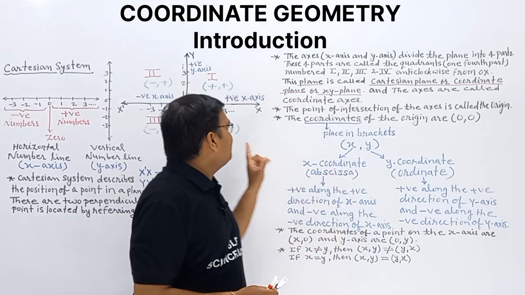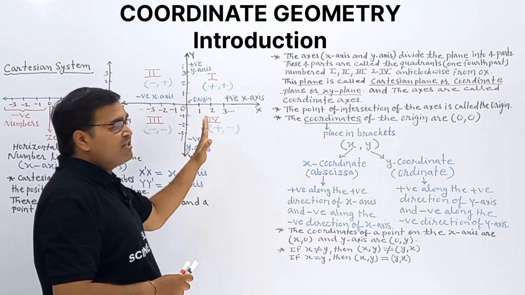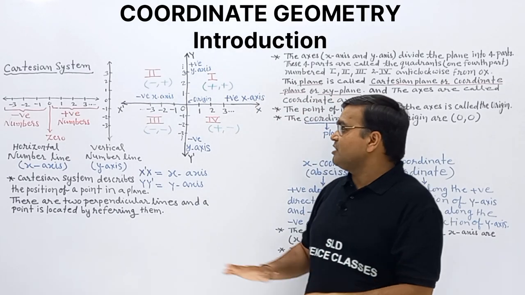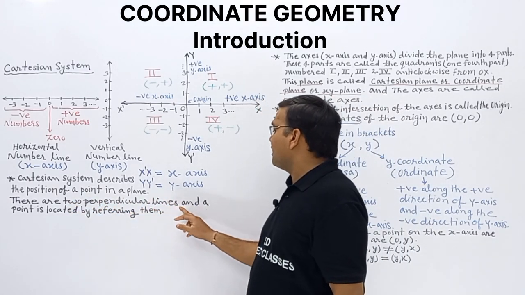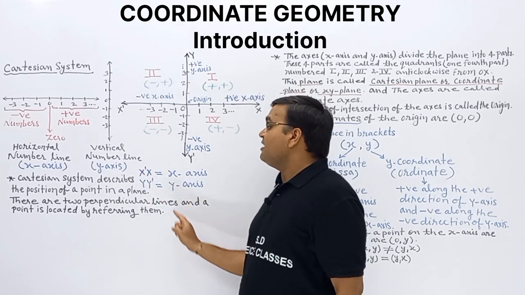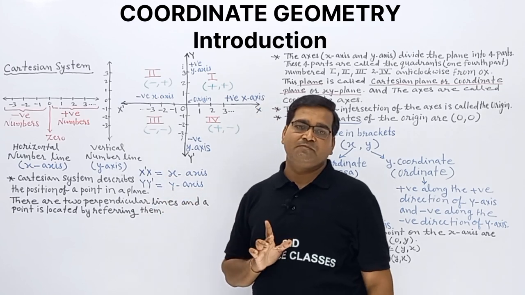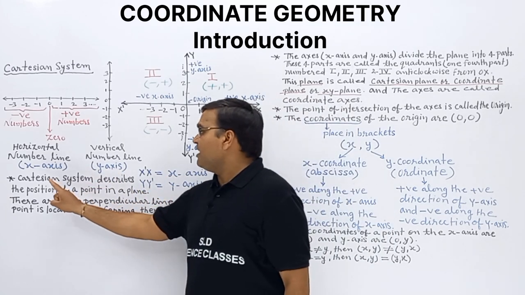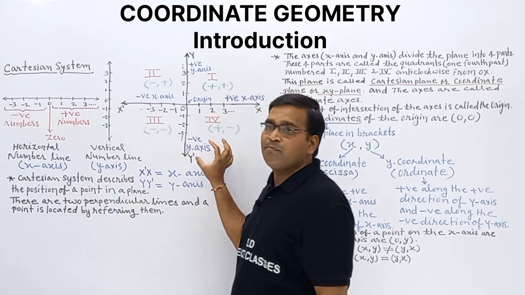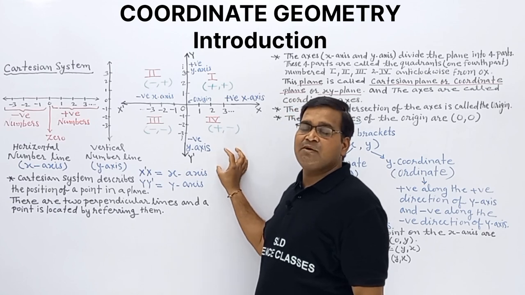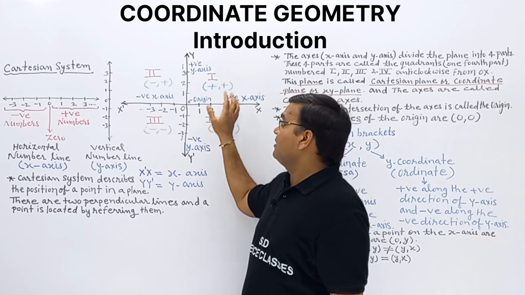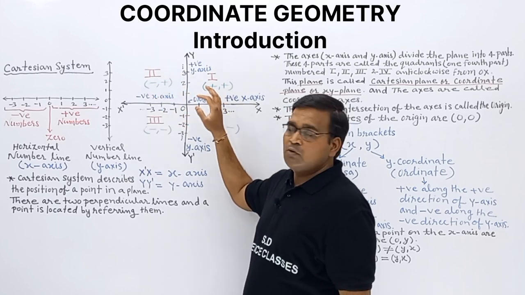Now, what do we want? This is the Cartesian system. We draw a Cartesian system, and in the Cartesian system we have two perpendicular lines and a point is located by referring to them. Clear? So what am I reading again? The Cartesian system describes the position of a point in a plane. It is used to describe the position of a point in a plane. This is the plane.